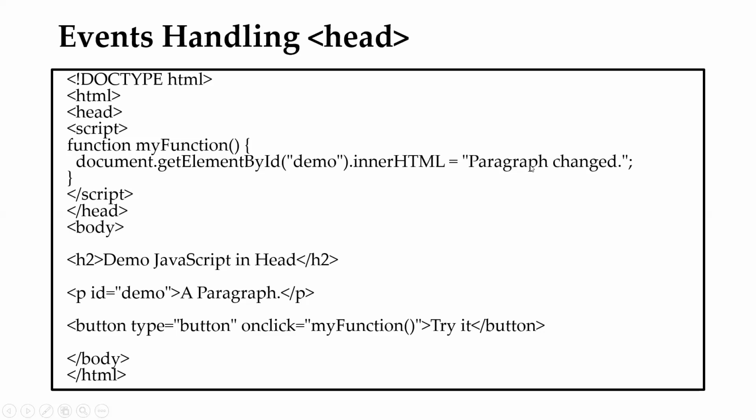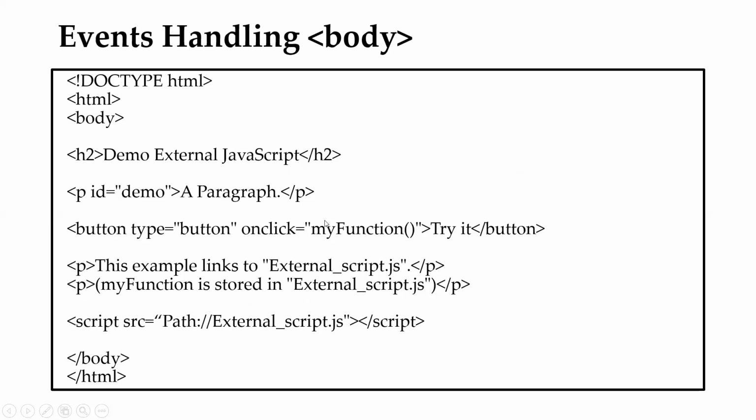The paragraph will change automatically. When the user clicks the push button, myFunction will be called. Once myFunction is called, the content of this paragraph will be changed automatically.